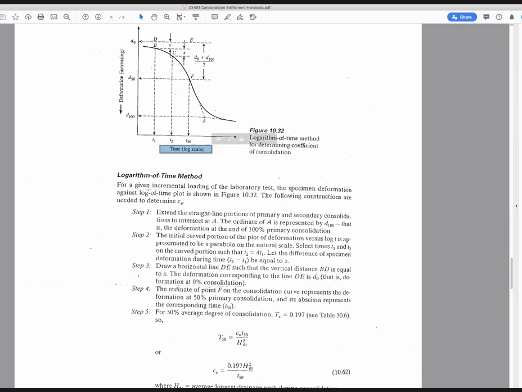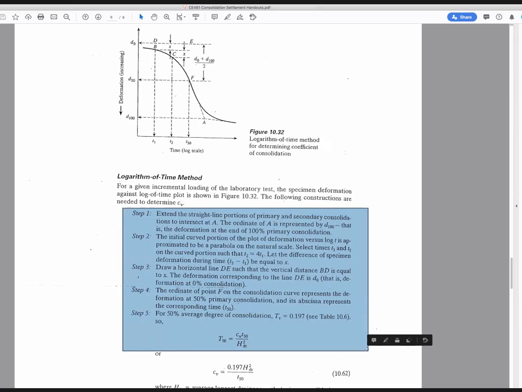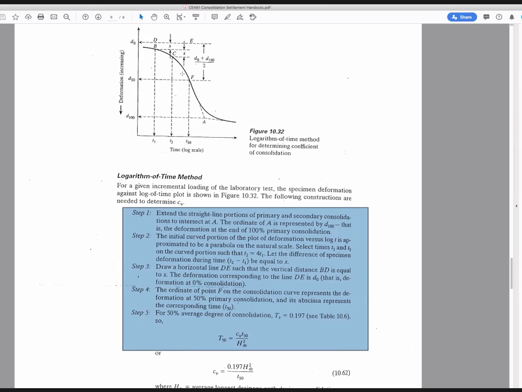It gives you step by step instructions. It's cleanly described here, and you have access to this, so I figure just a quick pass through it today will be sufficient to get you up to speed. The idea here is to extend the straight line portions of primary consolidation, and this straight portion down here, by the way, past this lower knee of the curve, is actually called secondary. We'll be seeing that just a little bit later today.